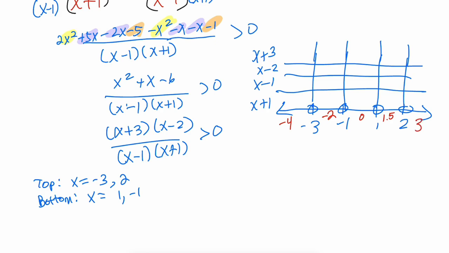Now, there are millions of possibilities of test values. That's what just occurred to me. I try to pick numbers I feel are the nicest to plug in. Remember, you're only recording in your chart, do I get a positive or a negative at that particular location? Okay, so at negative 4, if we plug it into these, let's go down the list, we get a negative, a negative, a negative, and a negative.